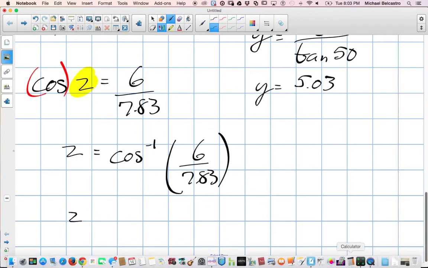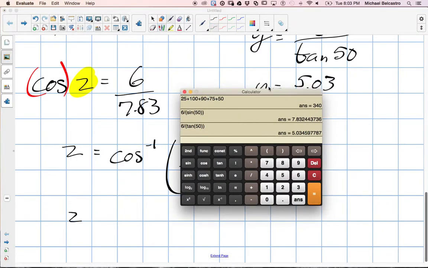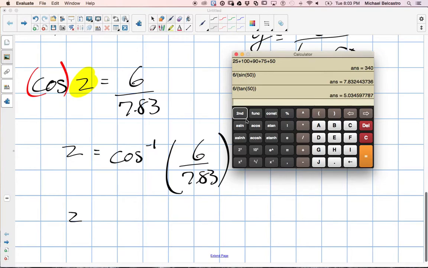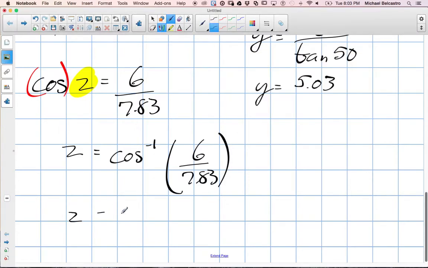So again, you can put that all into your calculator. Usually it comes from second function. I believe it says a cos, but usually on your calculators it'll say to the power of -1. Okay? And then I just do 6 divided by 7.83. And actually, let's do this. This calculator is really neat where I can take old answers and put them in. There you go. And 40. And that's exactly what we said Z was going to equal in the end. It was going to be 40 degrees.